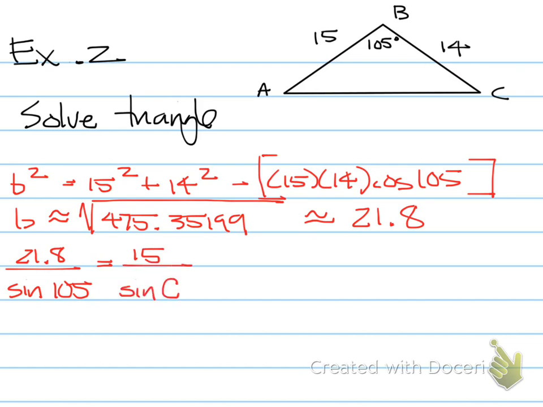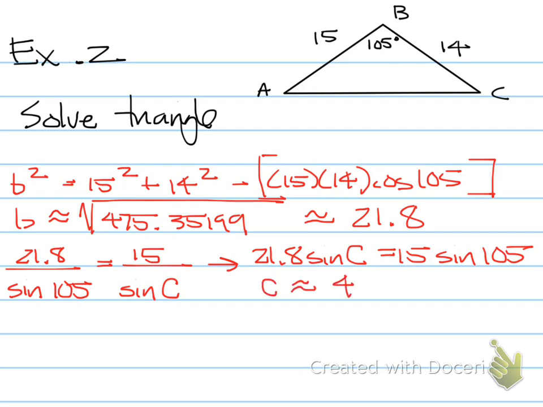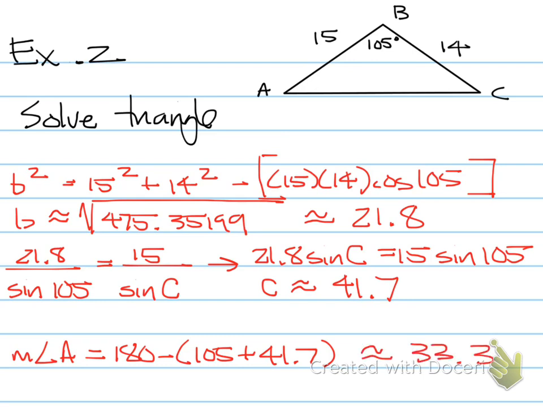We're going to use the law of sines to find one of the other angles. So I started off with the side that we just calculated, 21.8, which is b. So b over sine of B, angle B is 105, equals lowercase c, which is 15, over sine of C. Cross multiply, solve for C, and we get approximately 41.7 for the measure of C. And then to find A, we just add 105 and 41.7, subtract that from 180, and we get approximately 33.3 for the measure of angle A.